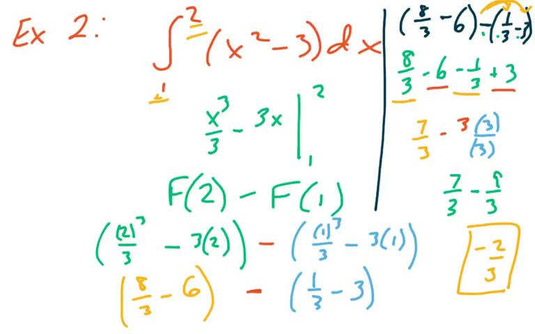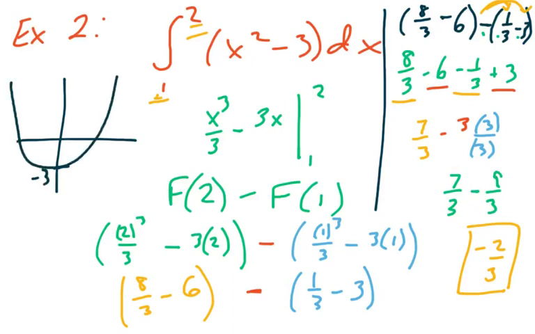Again, if I was trying to draw a little picture for that, x squared minus 3 would be a parabola that is shifted down by 3. And if I was looking at the function from 1 to 2, I'm looking at this area here. Now, some of you might be like, wait, we didn't deal with any areas that are negative. How can an area be negative? In geometry, we were always told that you can't have a negative area.